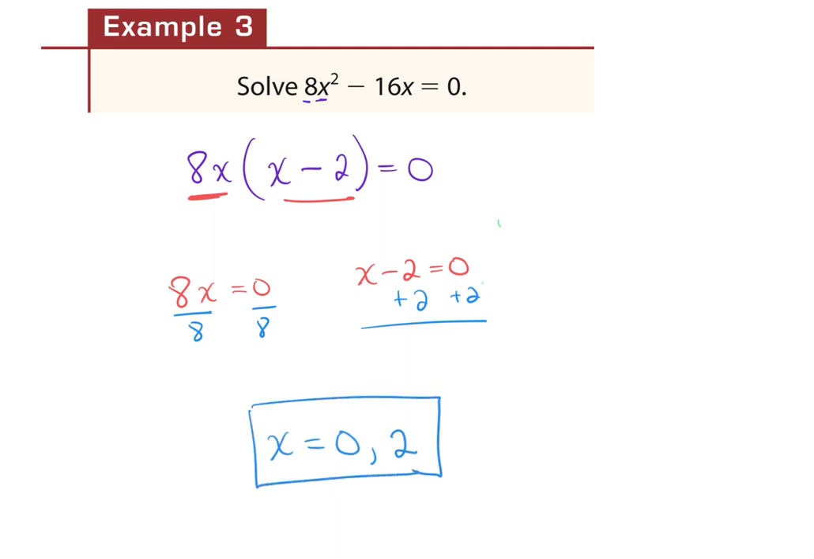So there are going to be times when you factor a trinomial and you have two groups, and there are going to be sometimes when you just pull out a common factor. But anytime you have a squared term, you're likely going to have two answers for this level of math. For this level of math, you're going to look for two answers.